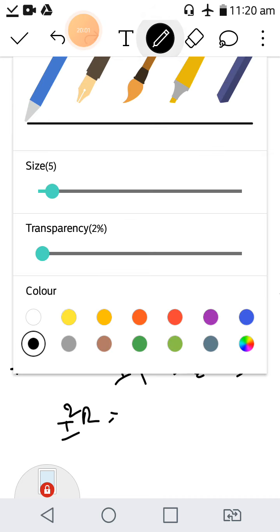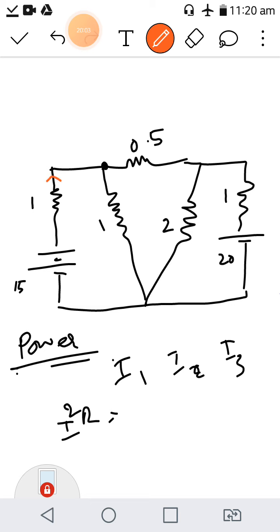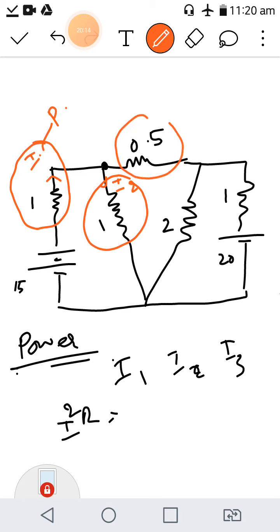So if you get the current flowing through this resistor, this will be I1. So I1 square into 1 is the power loss here. Similarly, assume that current flowing through here is I2. So I2 square into 1. Assume that the current flowing through this is I3. So this is I4. This is I5. Assume that these are just for example that I am showing all this direction. When you solve the problem, you have to put your direction.